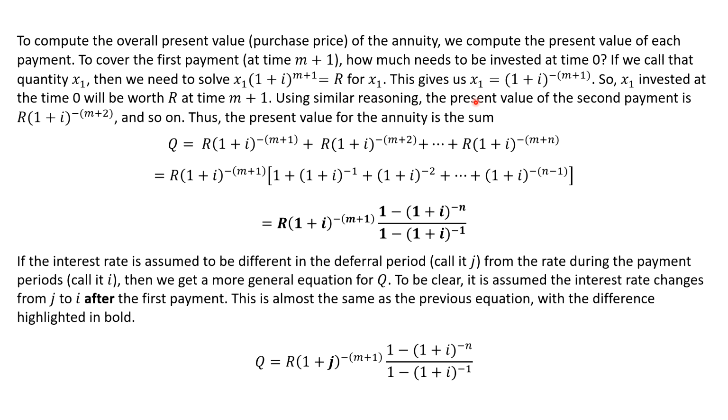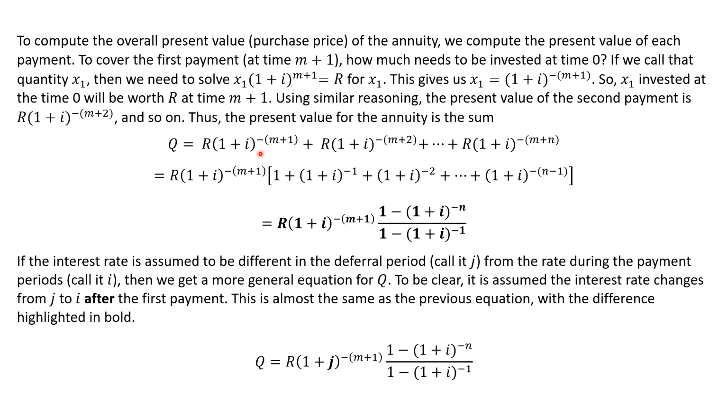Using similar reasoning, the present value of the second payment is R times (1+I)^-(M+2), and so on. Thus, the present value for the annuity is this sum here. And we can factor out this first term. And then we get (1+I)^-1, and so on. This is a finite geometric series. We've seen that before. So this is the sum of that, and then this just carries over. So that's our solution.